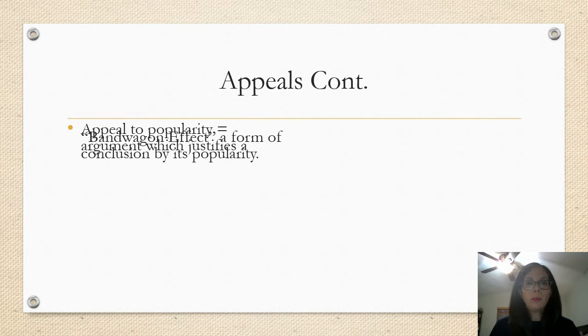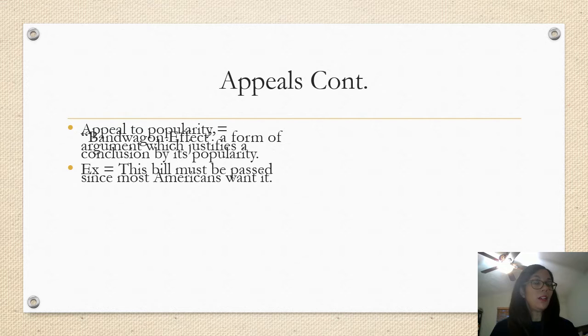Then you have appeal to popularity. This is also often referred to as bandwagon effect because basically you're saying everybody has this latest iPhone, everyone has this latest technological device, then you should as well. Or everyone's supporting this bill, you should too. So for instance, this bill must be passed since most Americans want it. If they gave me a survey that sampled 1,000 Americans and showed that 70% approve, this appeal would be a strength. As it stands now, it's weak though.